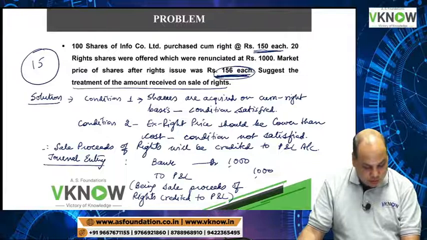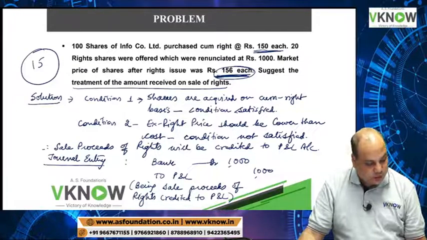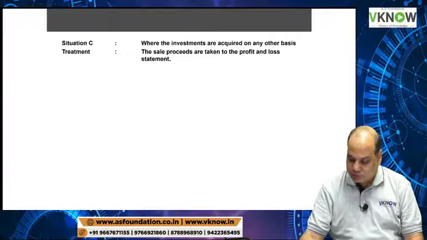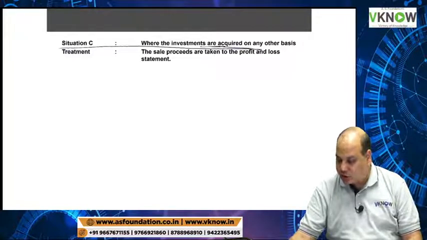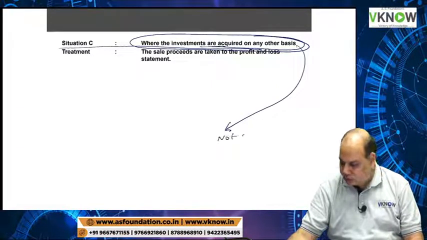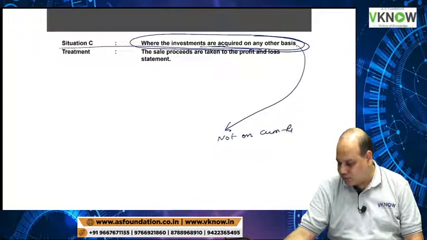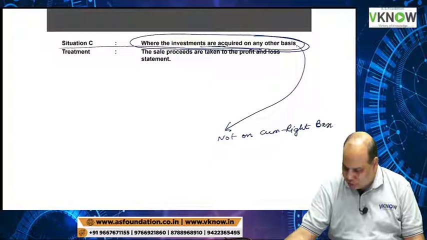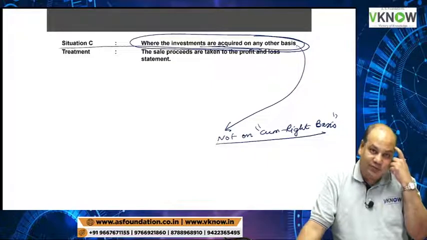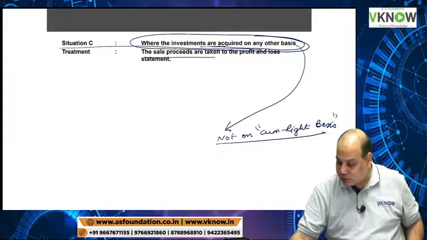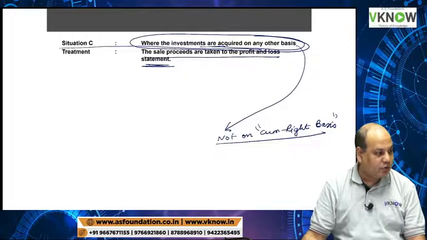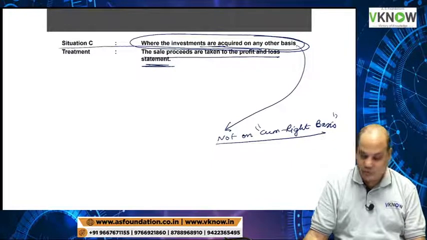So this is my situation number B, and then I will take situation number C, the last situation on right issue, where the investments are acquired on any other basis, not on cum-right basis. So the first condition fails here. If the first condition fails, the answer is the sale proceeds will be taken to profit and loss account.